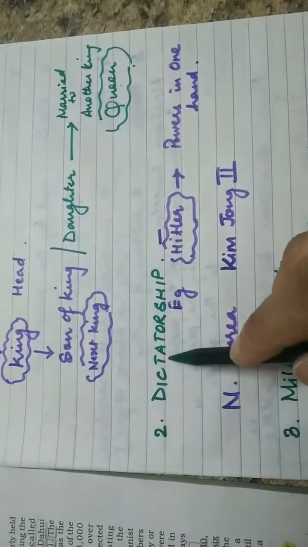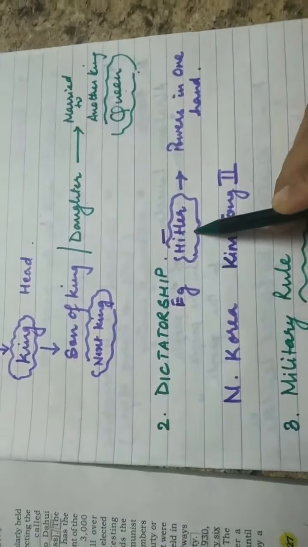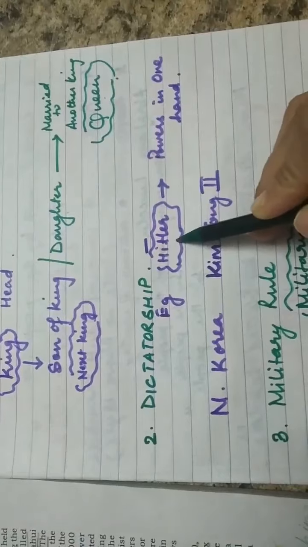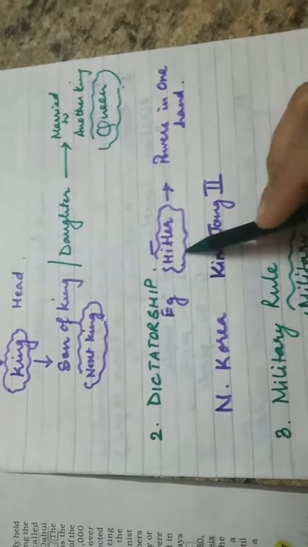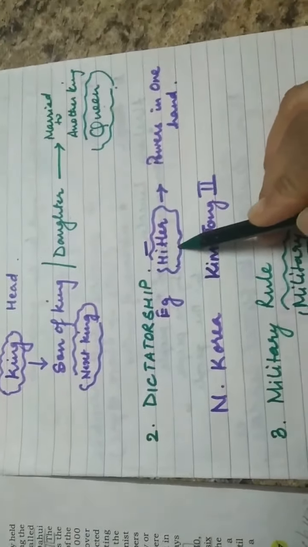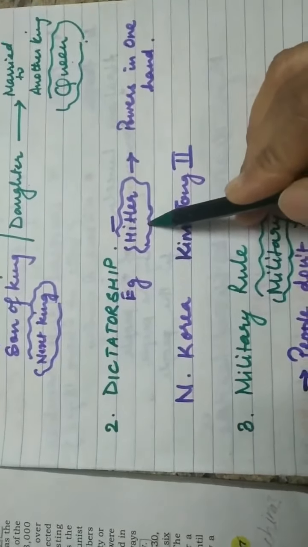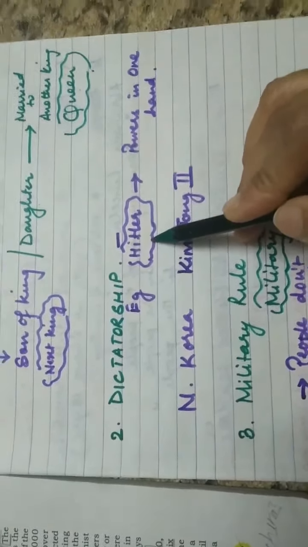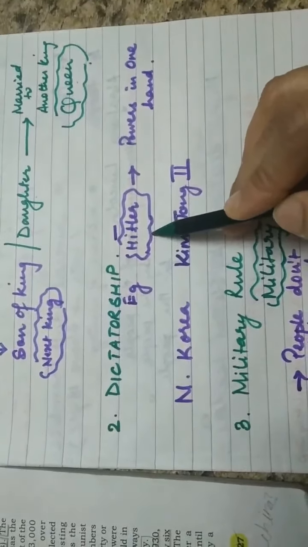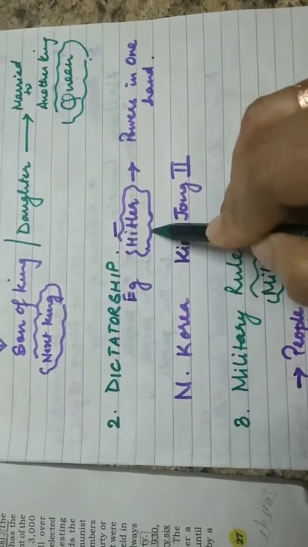We have seen the dictatorship of Hitler, where all the powers rest in one person's hand. He is the sole person to take all the decisions. He will decide everything. So that is dictatorship. All the power rests in one person's hand.